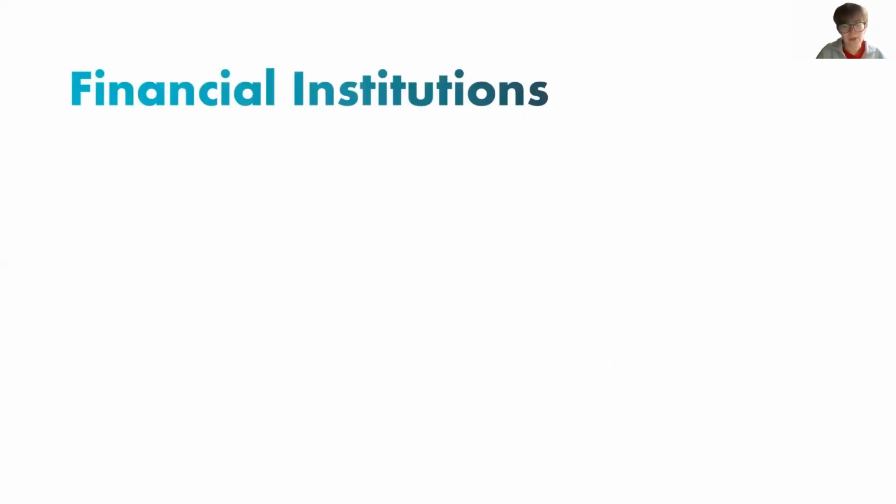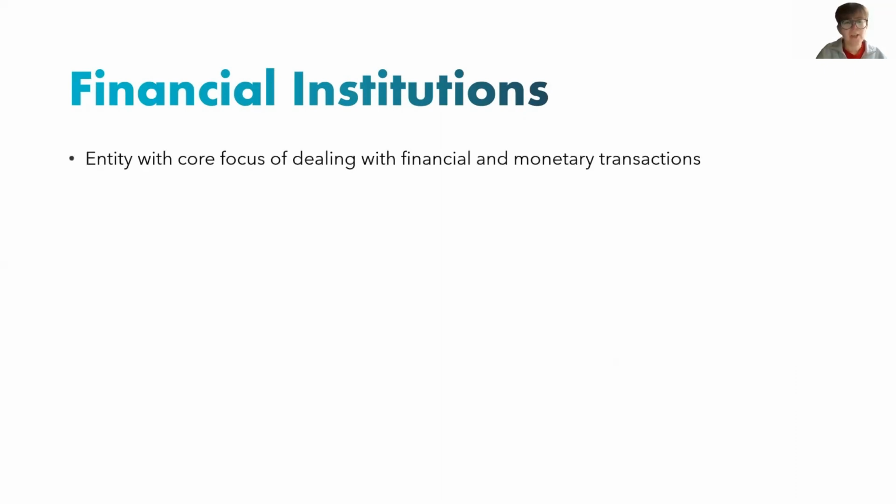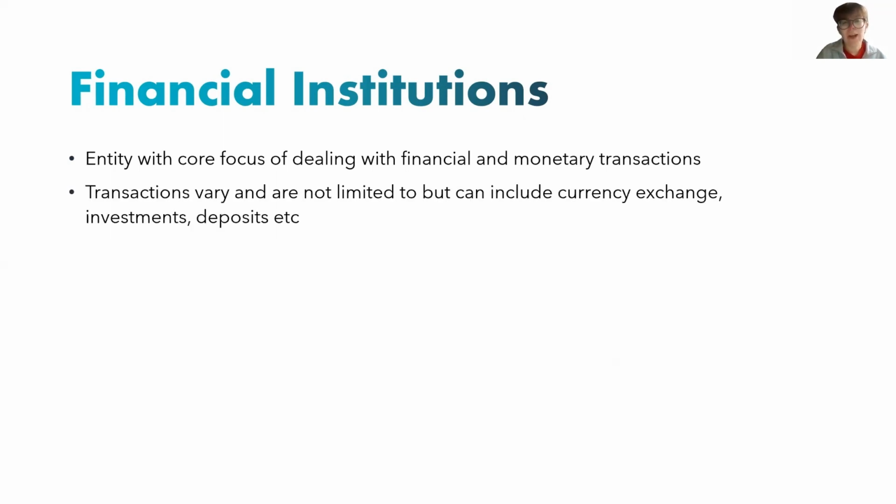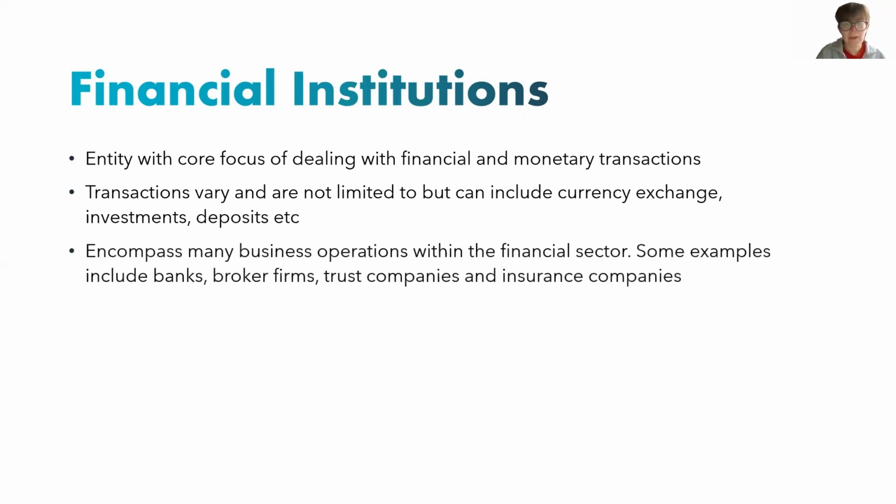Financial institutions then. So an entity with a core focus of dealing with financial and monetary transactions. All transactions will vary and are not limited to, but can include currency exchange, investments, deposits, etc. So a financial institution will encompass many business operations within the financial sector. So banks, broker firms, trust companies, insurance companies, just to name a few, are all examples of this.